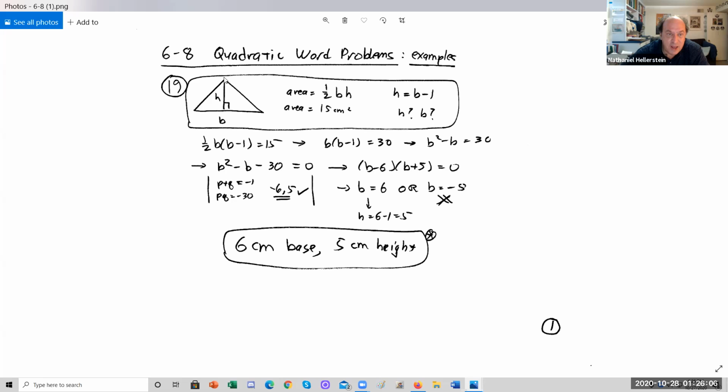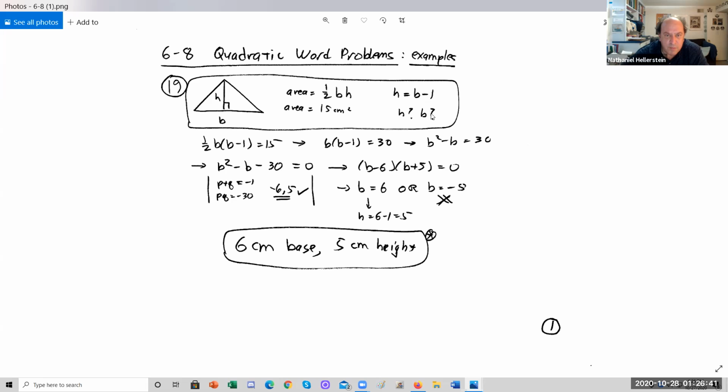For number 19, they have a triangle with a height of h and a base of b. And the area is 1/2 height times base. That's because you can fit it inside a rectangle, h by b, with area hb, and the triangle is half the area of the circumscribed rectangle. As a general rule, area equals 1/2 h times b. In this case, the area is 15 square centimeters, and the height is base minus 1 centimeter. And the question is, what's the height? What's the base?